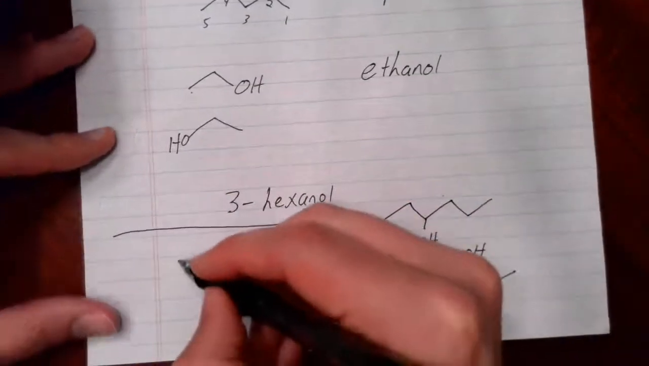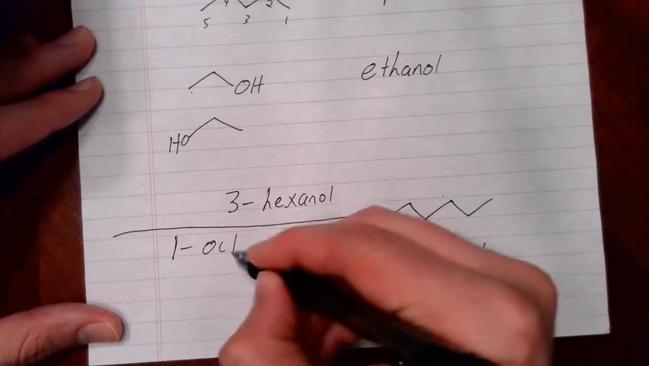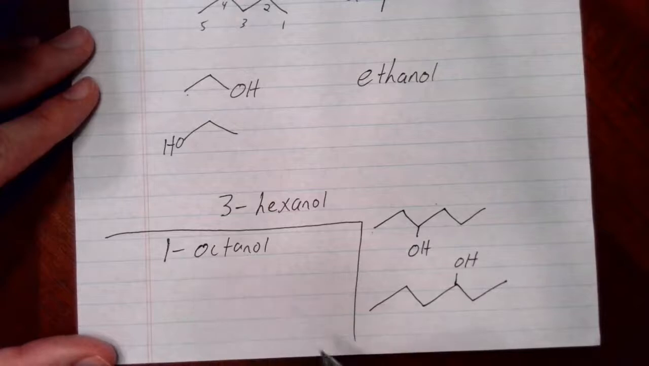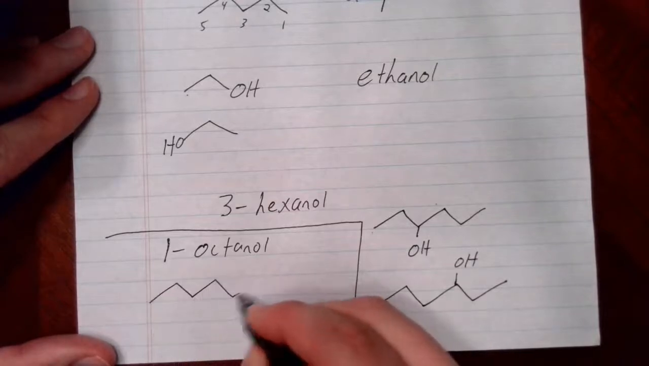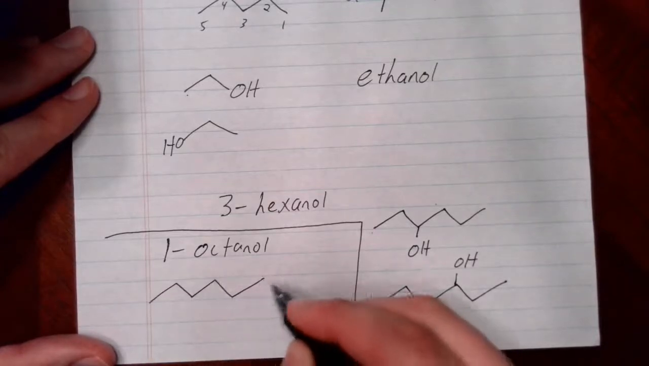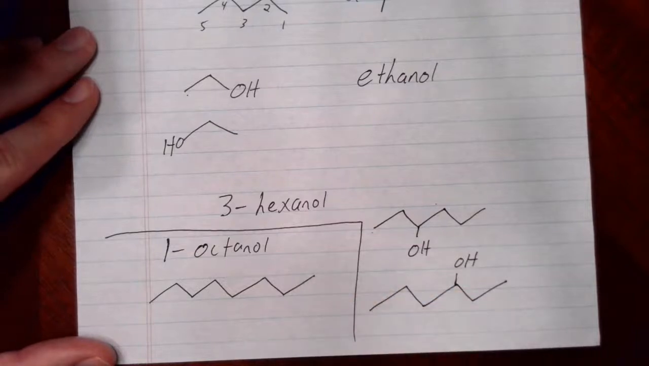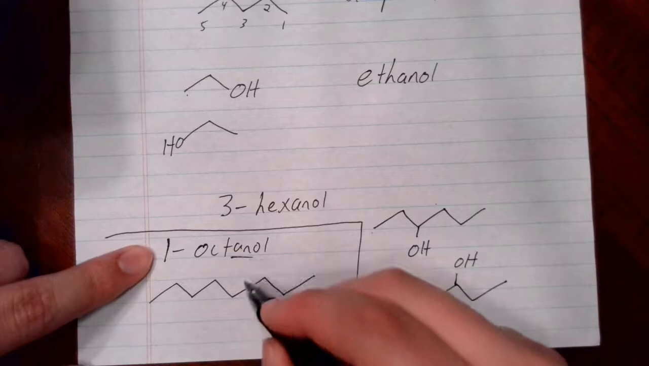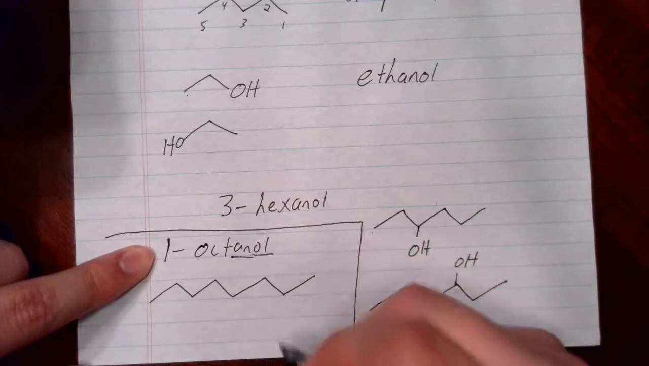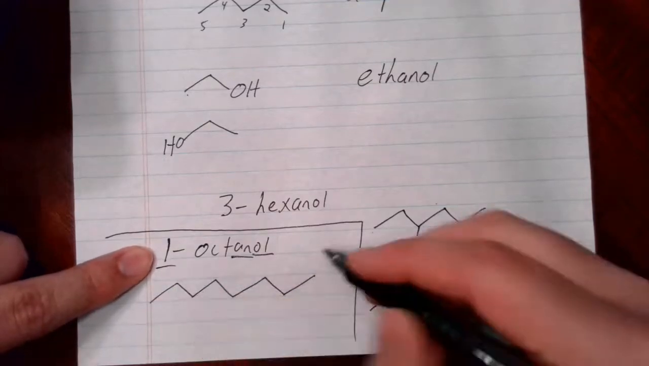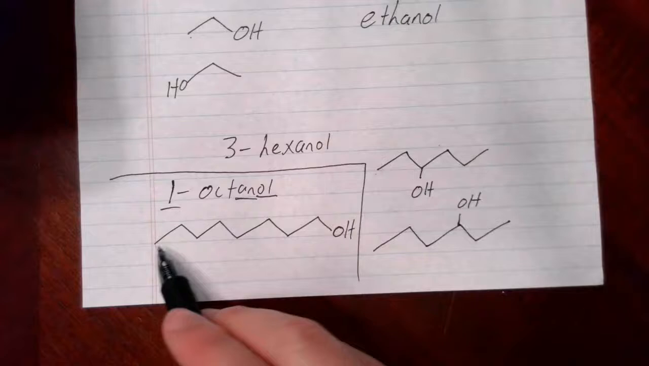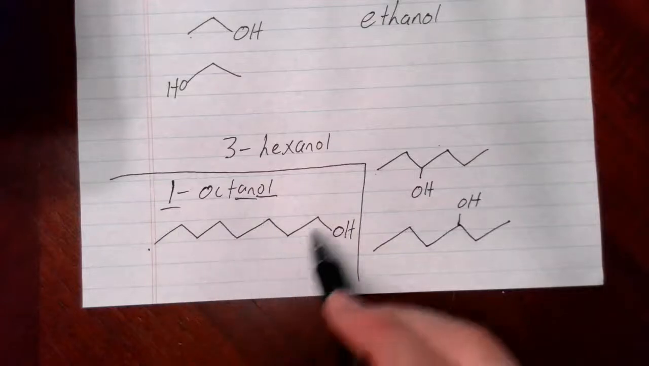Let's draw the structure for 1-octanol. Okay, so the easiest part is to draw the 8-carbon chain first. 1, 2, 3, 4, 5, 6, 7, 8. Okay. Then put a hydroxide group on the first carbon. The AN again told me only single bonds. The OL told me an alcohol group. The 1 told me where to put it. Okay. So it's a good habit to go ahead and go back and count the carbons when you're done. 1, 2, 3, 4, 5, 6, 7, 8.